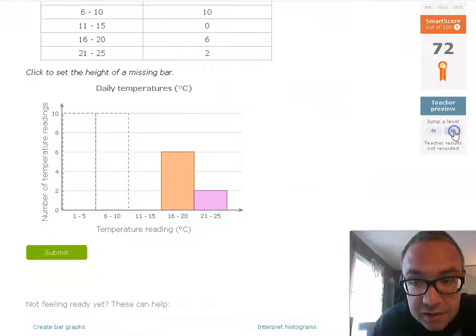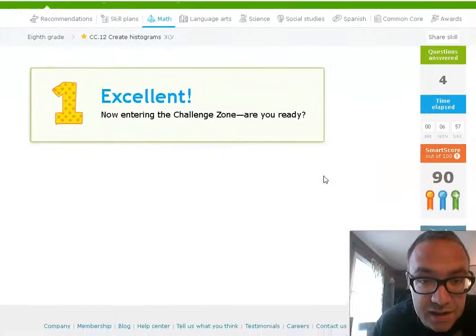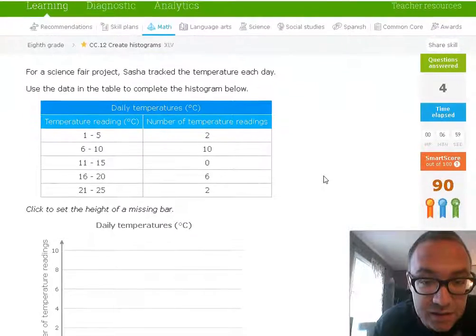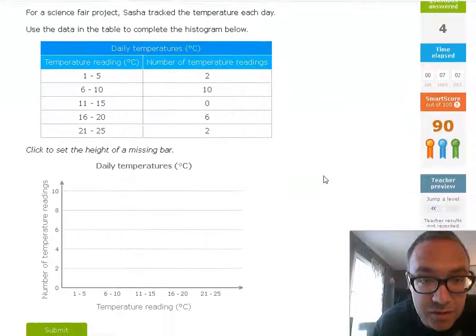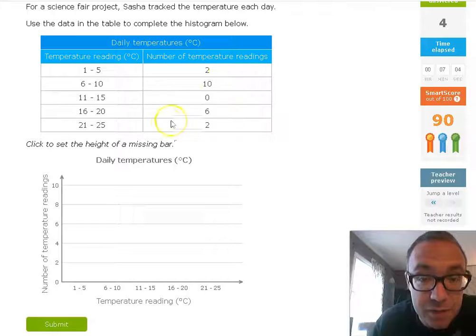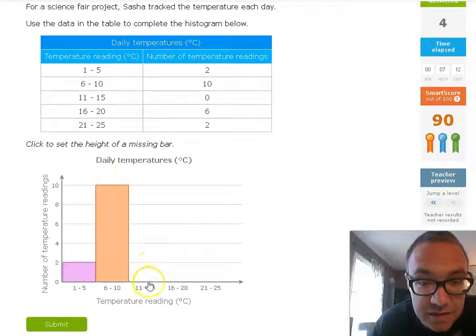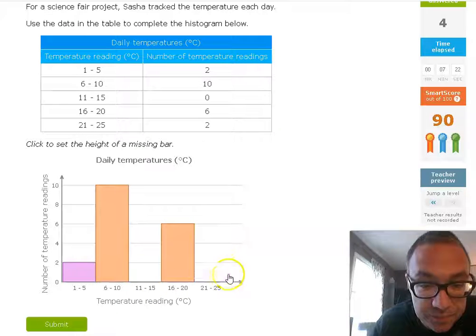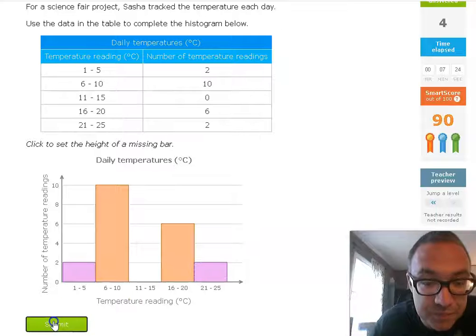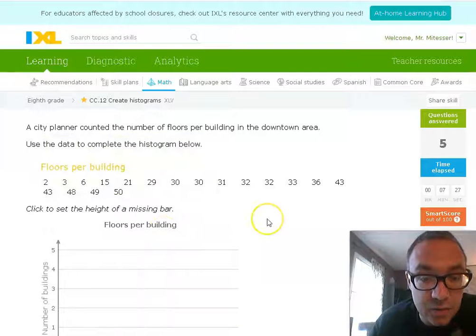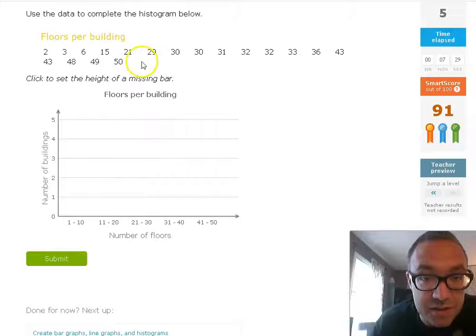And then the highest level of this IXL, which you will complete, has you make one from scratch. So when you have the frequency table, you can just click. So that's kind of nice. For 0, you have to click at the 0, and then 6, and then 2. Whoops, 2. Okay, or you might have to do it all from scratch, just like this.